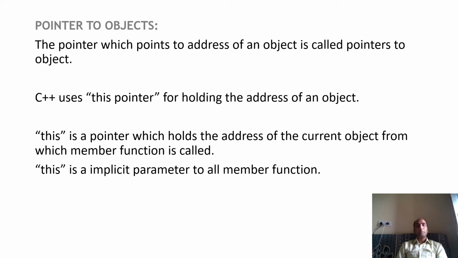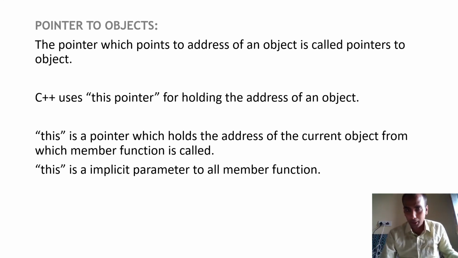So what is this something? This is a pointer known as the this pointer. So the this pointer is working behind your screen. So what is this pointer? The pointer which points to the address of an object is called a pointer to object, and C++ uses a pointer, this pointer. This is a pointer which holds the address of the current object from which the member function is called. So this is an implicit parameter. You do not need to write it. If you want to write it, you can write it.